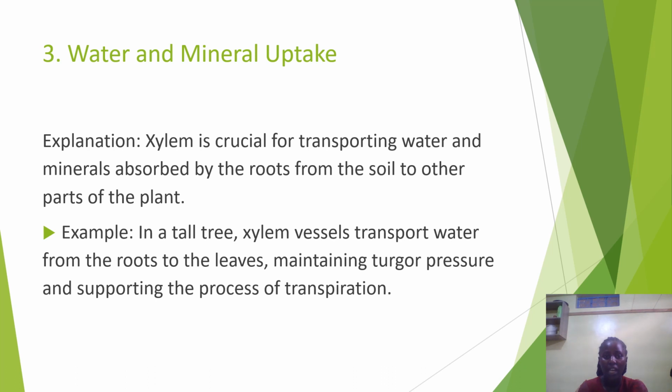Number 3 is water and mineral uptake. Water uptake and mineral uptake is facilitated by the roots. Roots are used for absorption of water and mineral salts. So now the roots absorb water from the soil and mineral salts. Then they are taken up by the xylem, and now the xylem transports them to the stem. And now the transportation process from the root to the stem is facilitated.